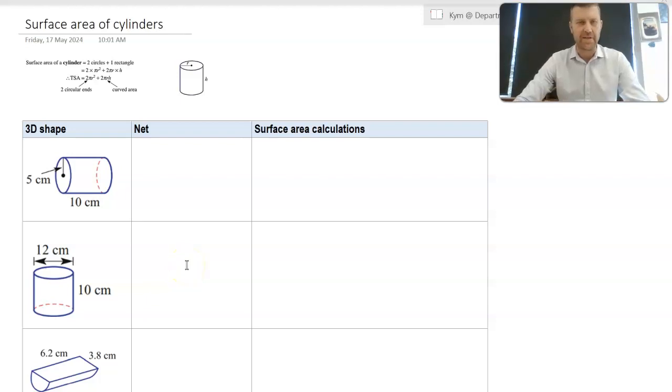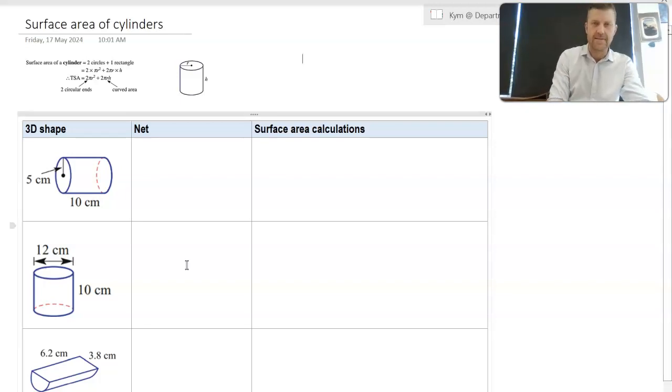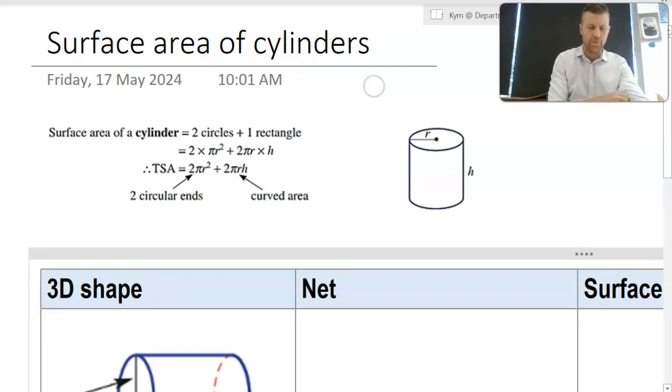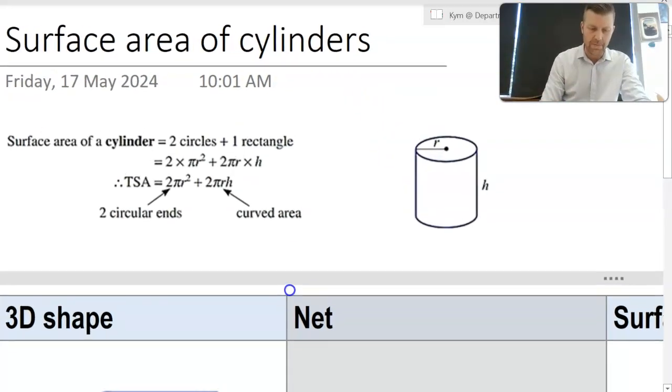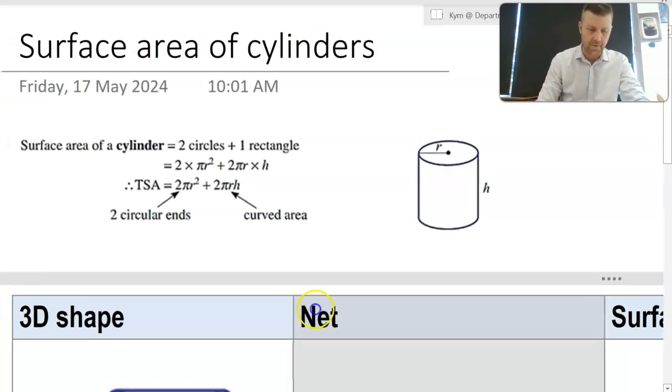Hi everyone, Mr. Mark. For today's video, I want to show you how to calculate the surface area of a cylinder. First, we're going to look at the formula for the surface area of a cylinder. Then I'll go through a few examples of some different types.